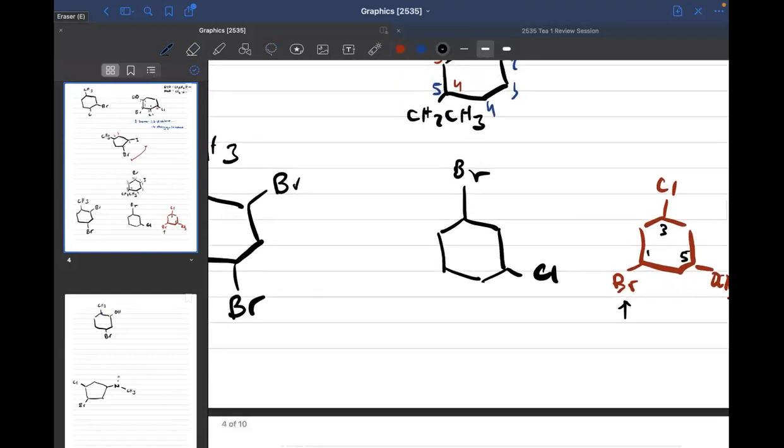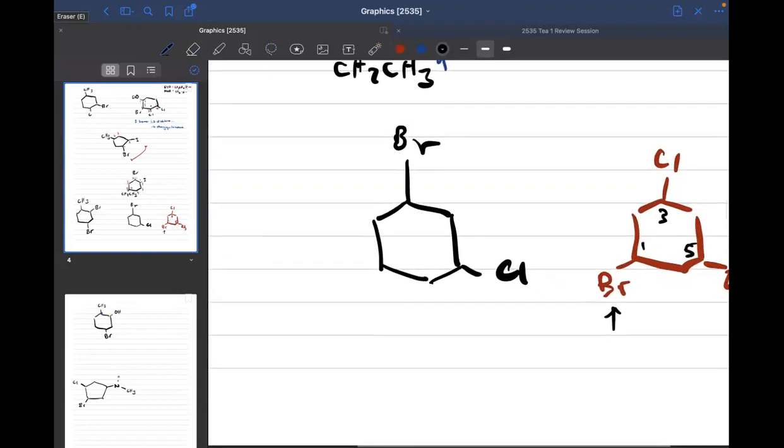Okay. For this one, it's not a 1 through 5 tri-substituted, but it is a 1, 2, 3 di-substituted alkane ring. Substituted meaning the branches, by the way.